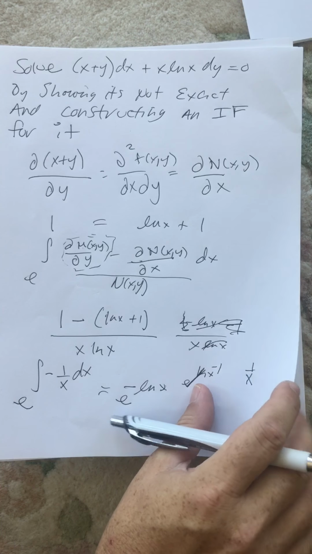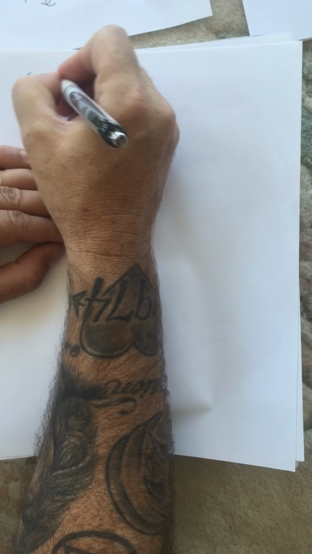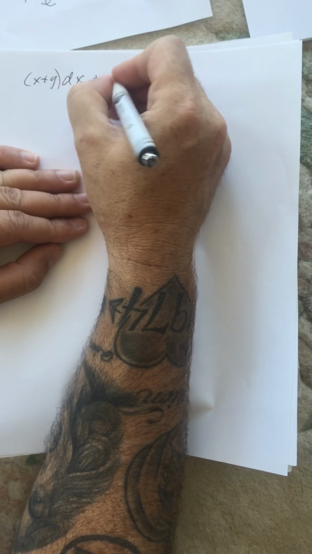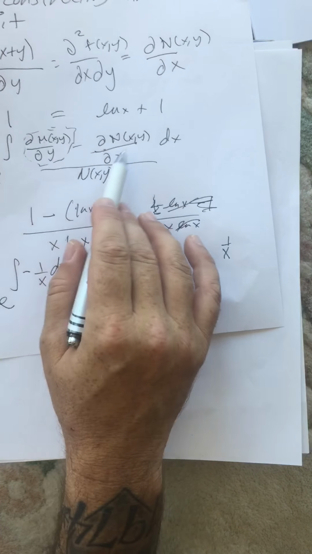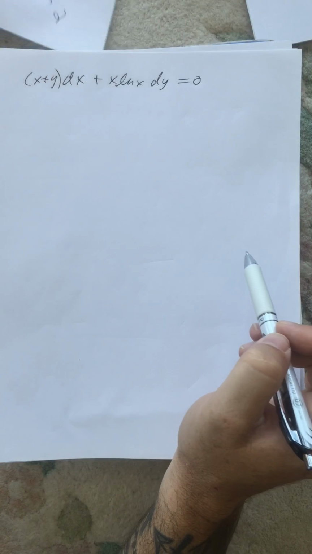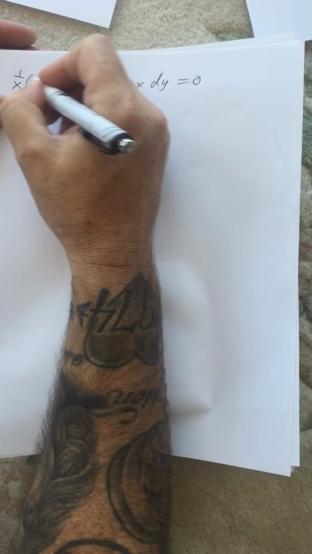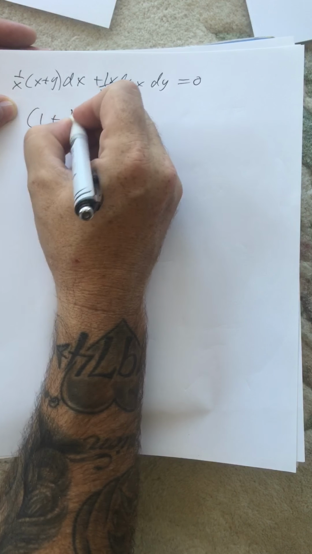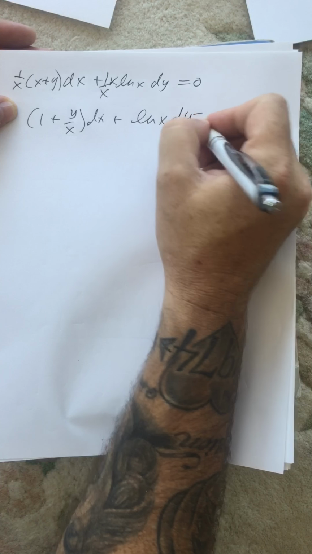Alright. So let's look at the original formula here. (x plus y) dx plus x log x dy equals 0. This was not exact. We came up with the integrating factor, which is just this formula right here, and that gave us 1 over x. Now multiply through by 1 over x here and here. And what do you have? You have (1 plus y over x) dx plus log x dy equals 0. The x's cancel each other out, you get 1.